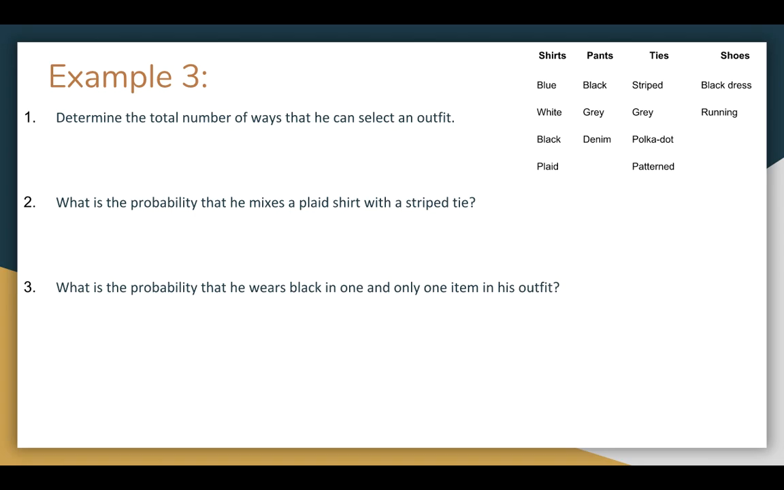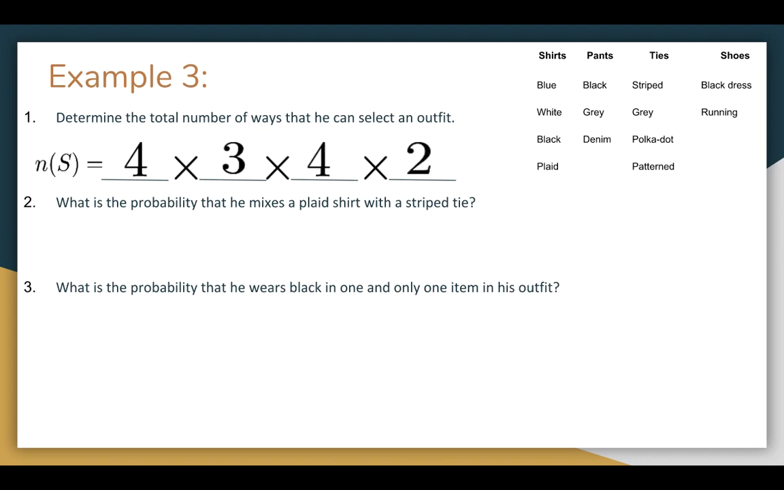This is a tree diagram question. So we go to 4 slots. Number of ways to do a shirt is 4, pants is 3, ties is 4, and shoes is 2. This isn't a permutation. This is the slot method. So we don't officially call it 4 times 3 times 2.